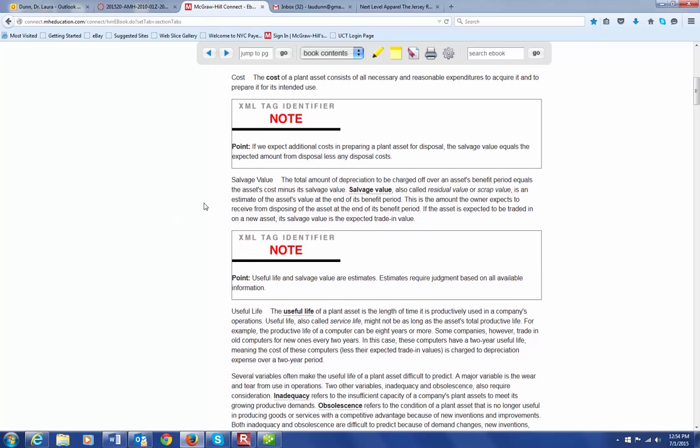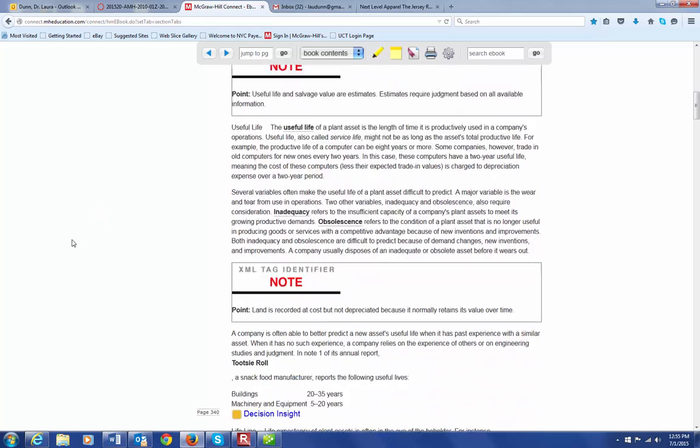The salvage value is after you've charged the total amount of depreciation. You usually have left a salvage value. Sometimes it's zero. Sometimes, there isn't any salvage value. But often something will have some salvage value to it, or residual value, or they sometimes call it scrap value. So it's an estimate of the asset's value at the end of its benefit period. This is the amount the owner expects to receive from disposing of the asset at the end of the period. So you would take your cost and subtract your salvage value, and that's the amount that you have to depreciate over the life of the asset.